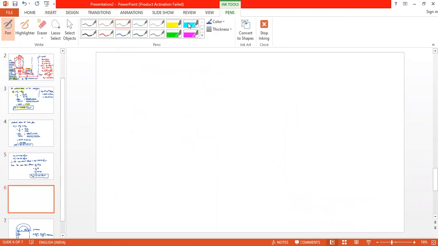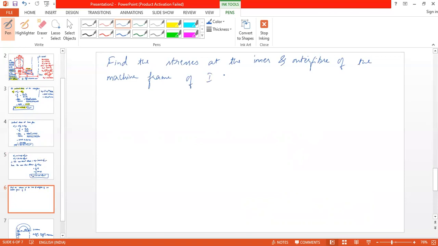Okay, the next question. Find the stresses at the inner and outer fiber of the machine frame of I section as shown here.